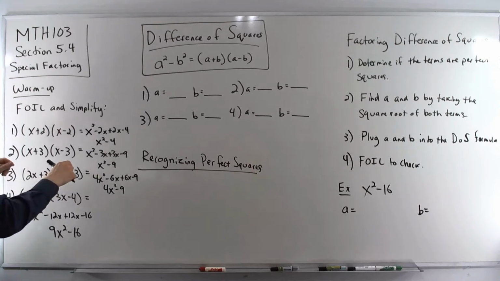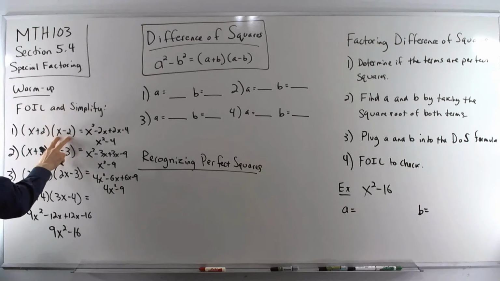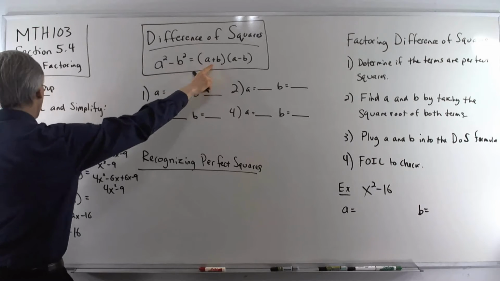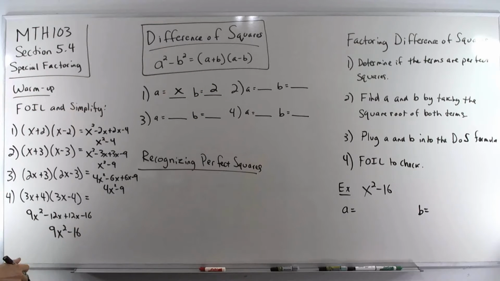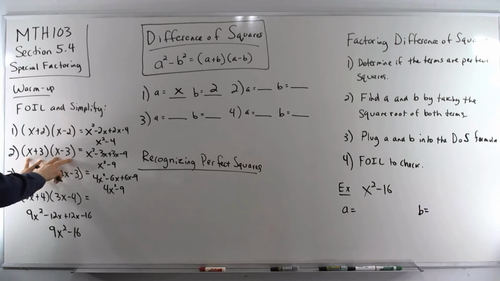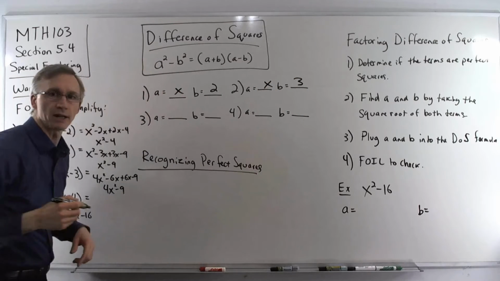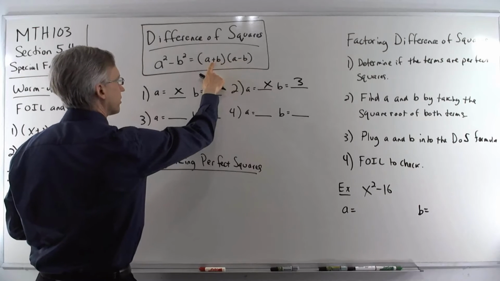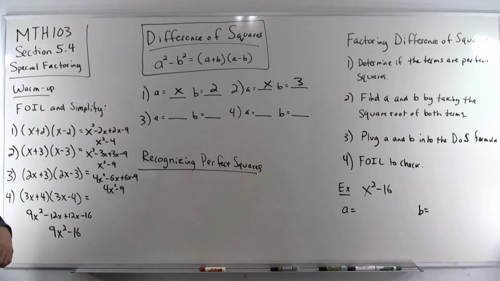So in the first one, notice we have a plus b times a minus b, and here we have x plus 2 times x minus 2. So that would make a x and b 2. In the second one, we got x plus 3 times x minus 3. That's going to make a x and b 3. Notice that it's not negative 3 because the negative is already in the formula and the plus is already in the formula. So we can ignore those signs. We're just going to pick out the positive values.